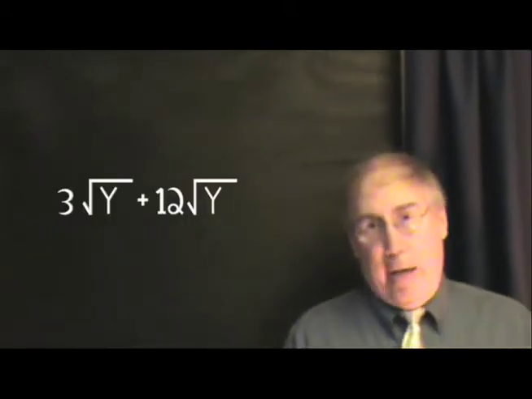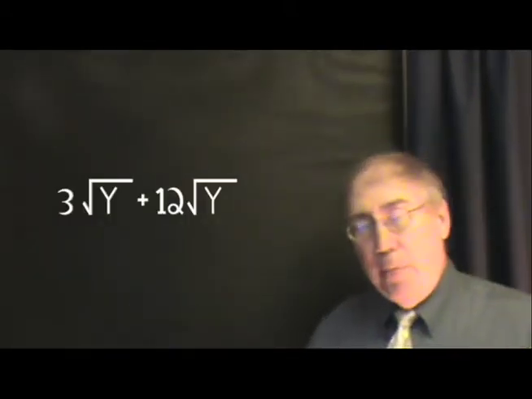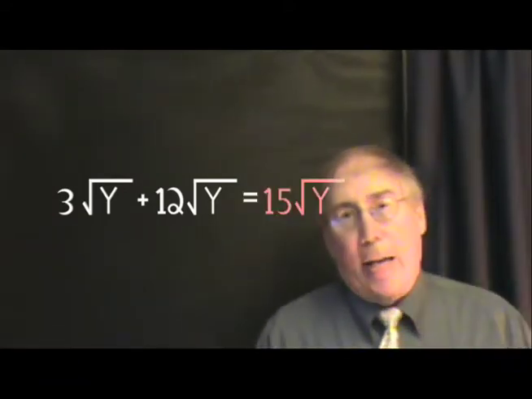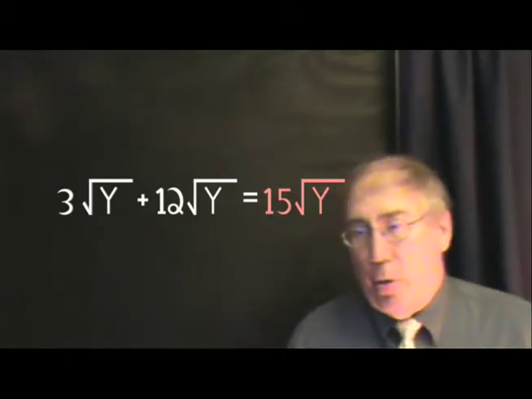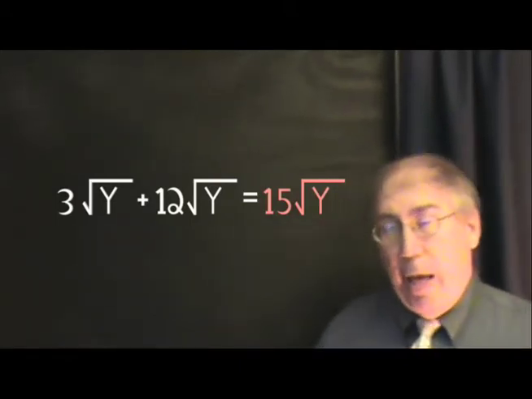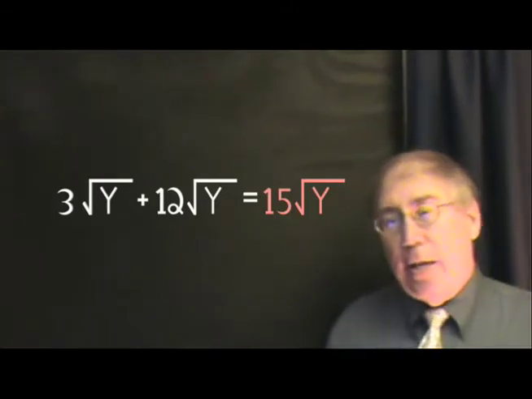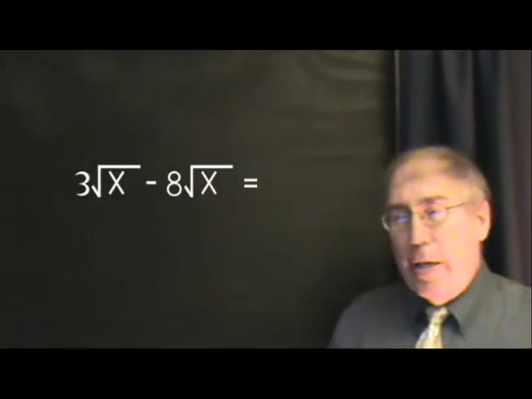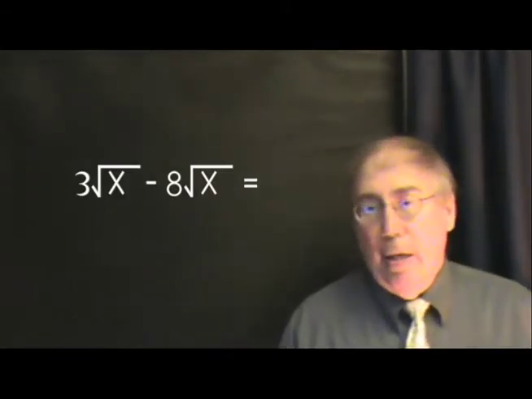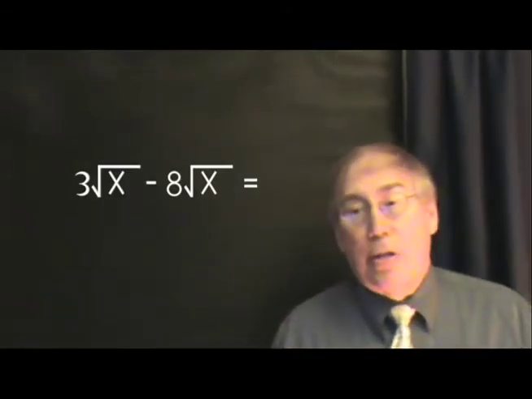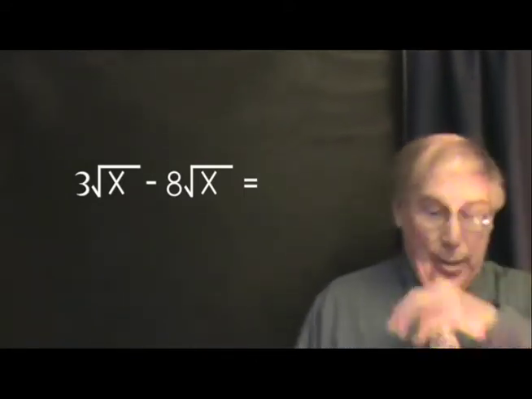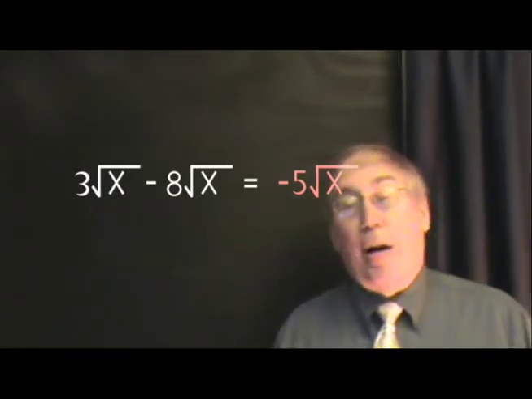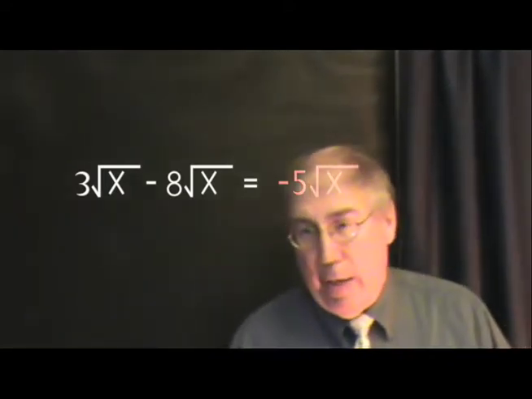In the case of radicals, the radicals have to be the same in order for us to add them together, and the terms outside have to be like variables. So in this case, that's what we have here. So we can add these together and say 15 times the square root of y. Now our next problem is very similar. Our radicals are the same, so that's okay, and we have like terms outside, so we can subtract and get negative 5 times the square root of x.